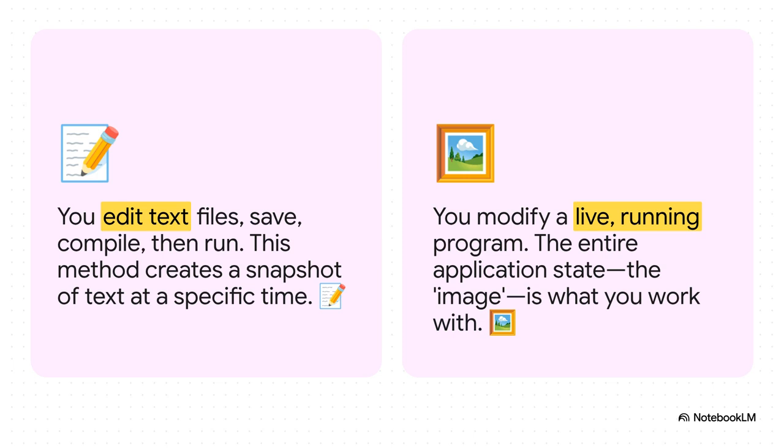So, to get our bearings, let's compare the world most of us live in with the world IISCV wants to bring back. On one side, you've got file-based systems, like Git, right? You edit text files, you save them, you compile them, you run them. It's all about snapshots of text. But on the other side, you have image-based development. Here, you're not just editing files, you are modifying a live running program. The entire state of the application, the whole image, is what you're working with directly.